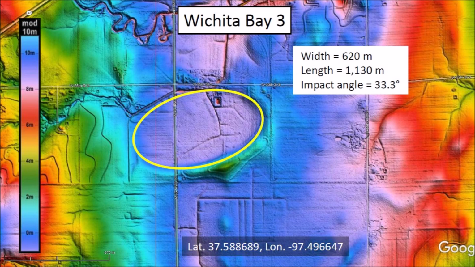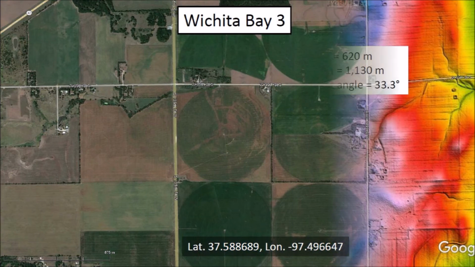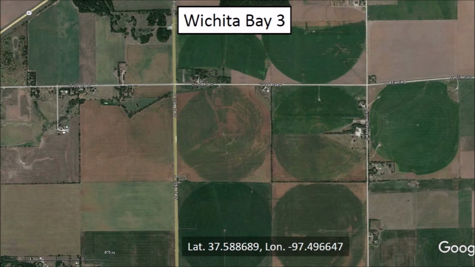The bay has a width of 620 meters and a length of 1,130 meters. The width-to-length ratio corresponds to an impact at an angle of 33.3 degrees. As with the previous bay in Kansas, the satellite image does not reveal more information about the bay. We can only see the circles of pivot irrigation systems in the farm fields, but no evidence of the bay. Placing an ellipse on the location of the bay does not reveal any additional details.